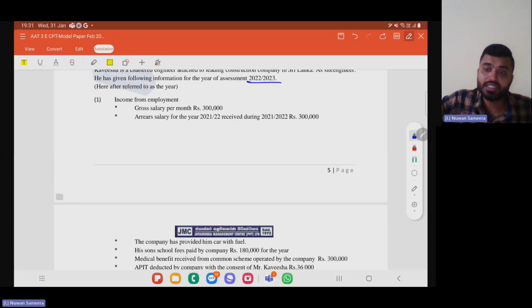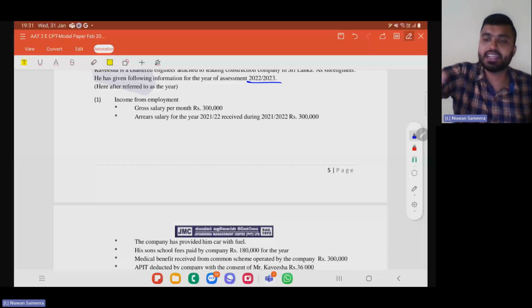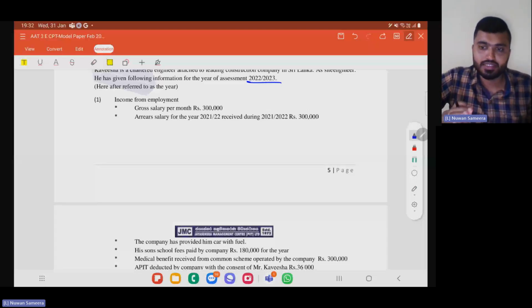In this case, you received income from employment. Basically, you need to do the calculation under the cash basis. When you receive the income in cash, then you have to recognize that as income. That is a very important thing. Here the gross salary per month is given as 300,000. Then you have to take the gross salary as a part of the employment income. This is per month.